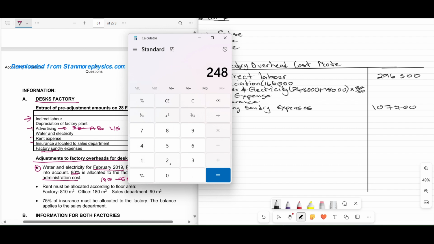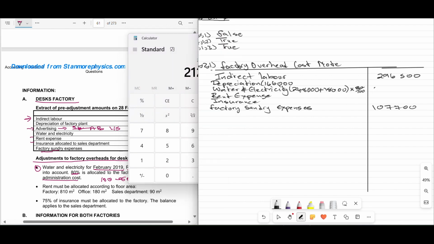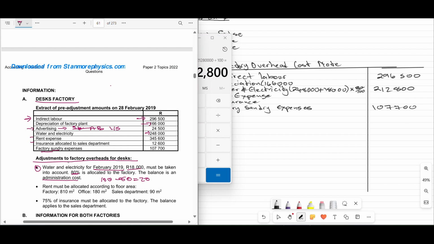So 248,000 plus 18,000, multiplied by 80% that we must allocate to the factory. We are going to have 212,800. Yes. So now we move. We are done with water and electricity.